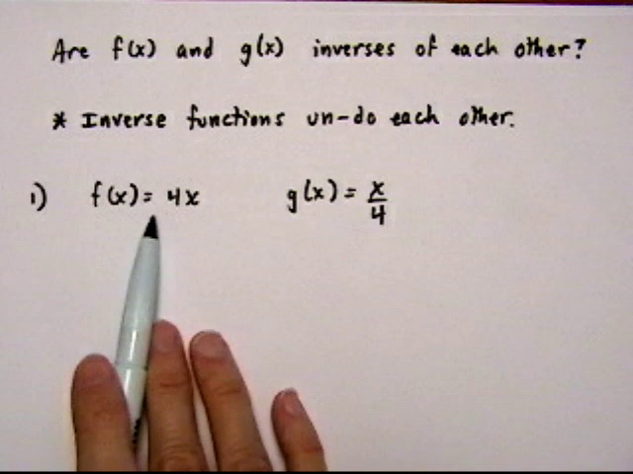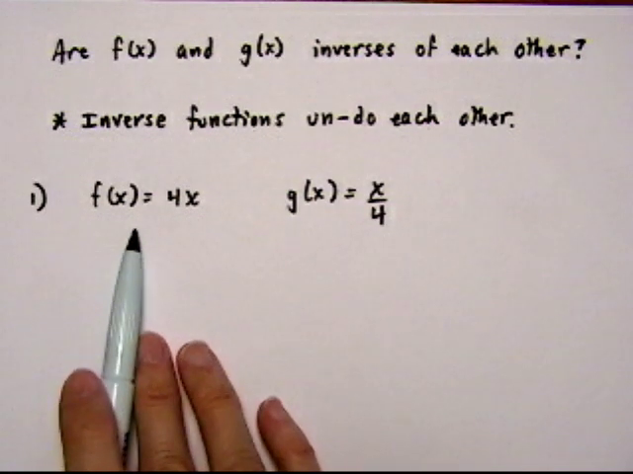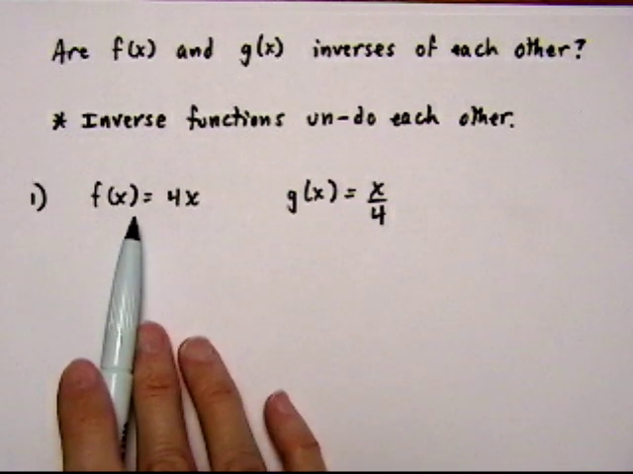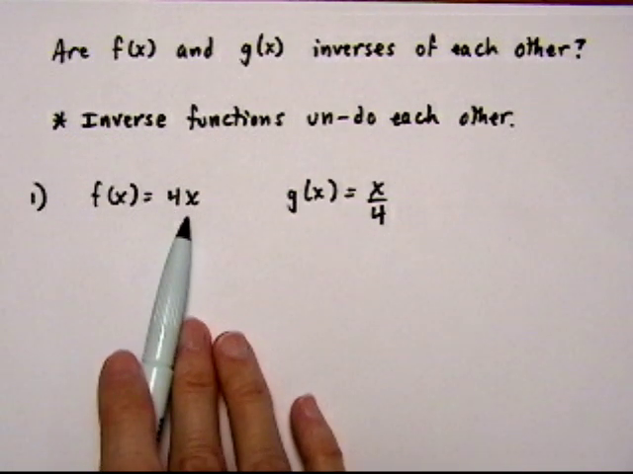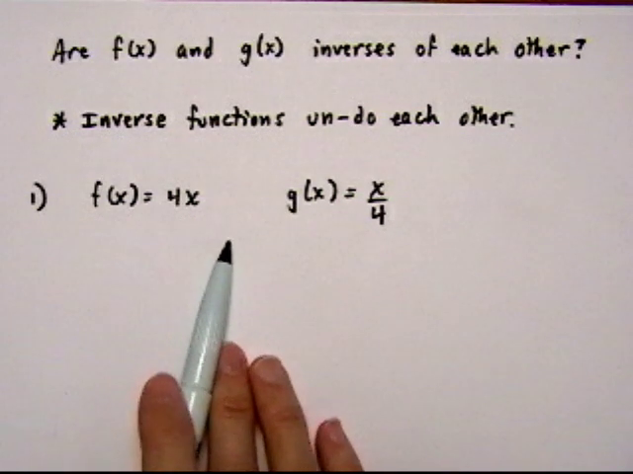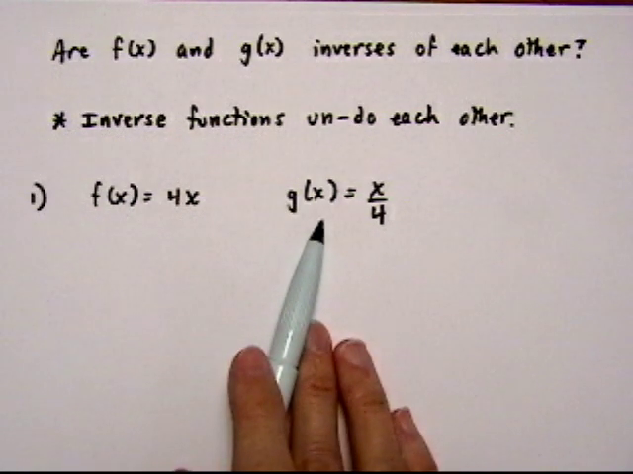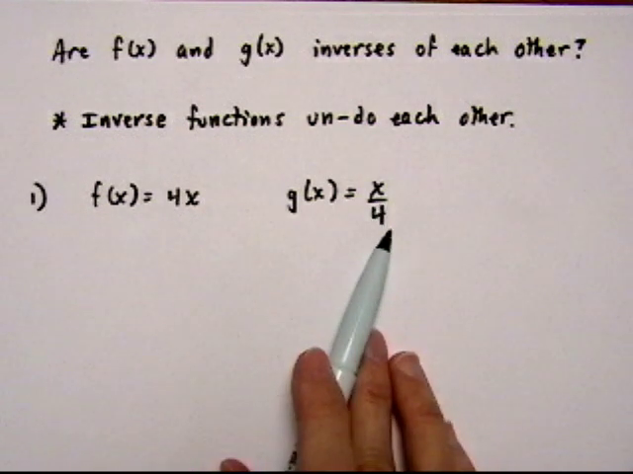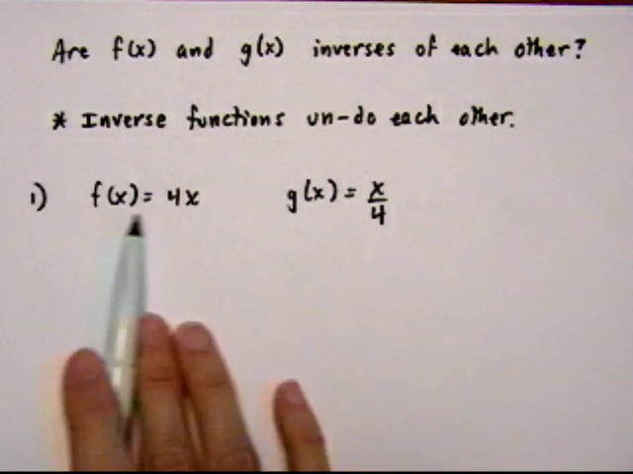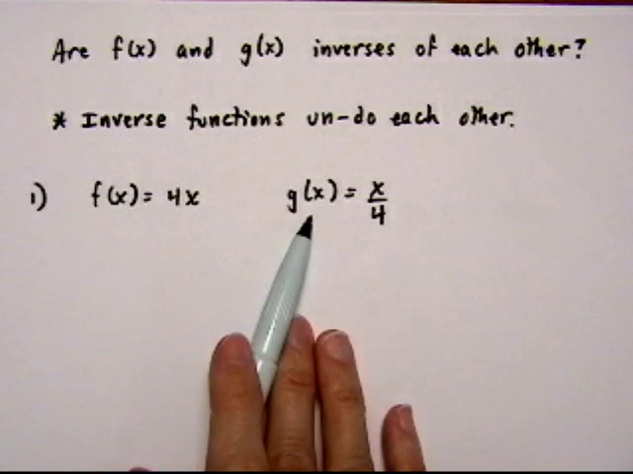If you look at f(x) here, let's say we put in a 2 for x. Then f(2) is 4 times 2, which is 8. If we take that result of 8 and put it into g(x), let's see if it gets undone and we get the 2 back again. If we put in 8 here for x, we get 8 over 4, which is 2. So f(x) and g(x) undo each other's effects.